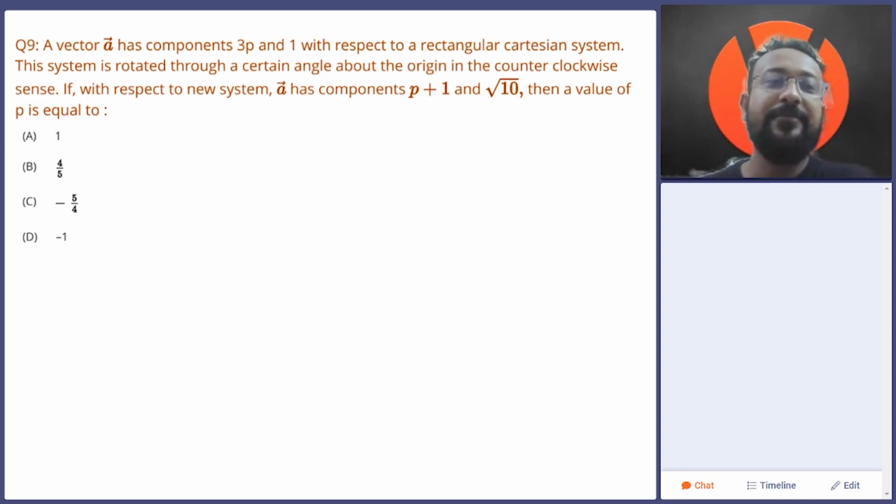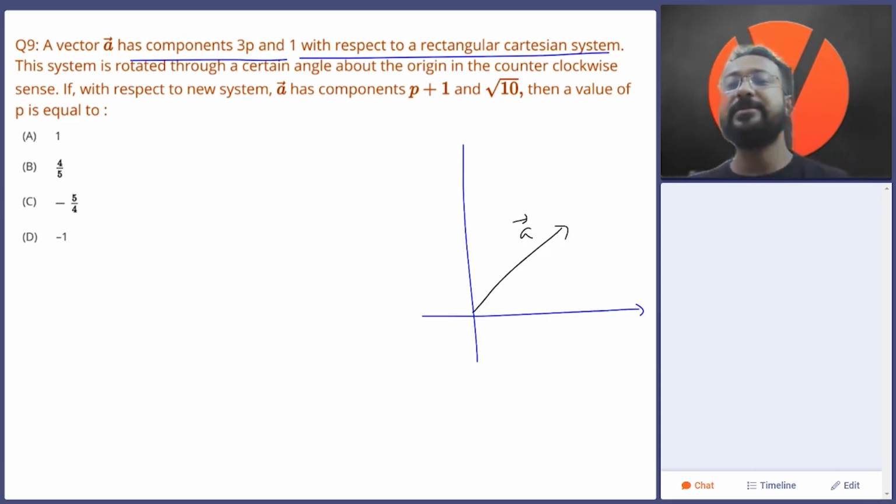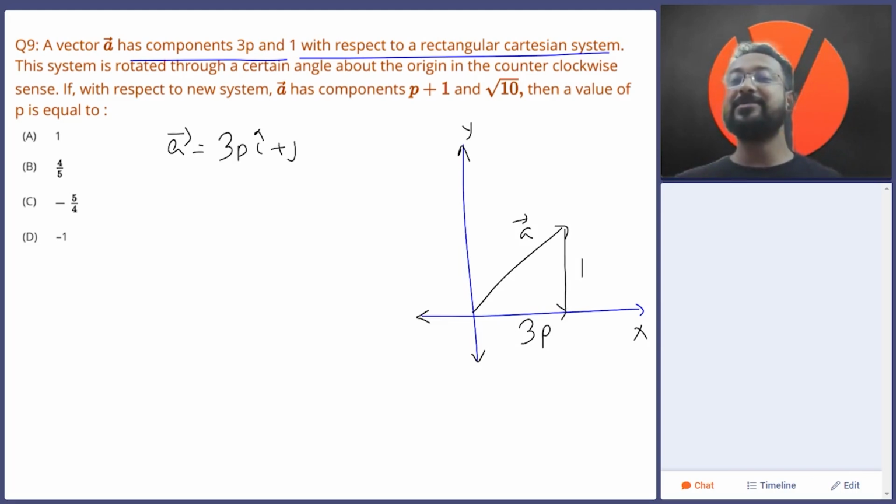The next question says: a vector A has components 3p and 1 with respect to a rectangular Cartesian system. So there is a vector. Let's say this is my vector A. It has 2 components. Rectangular Cartesian system means we are talking about the x and y axes, which are always perpendicular. So if this is x and this is y, and I drop this perpendicular, this particular part should be 3p, correct? And this should be 1. So sir, can we write this entire vector as 3p i cap plus j cap? Yes, sir, we can. Clear?